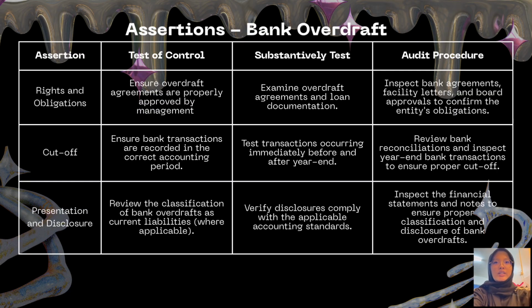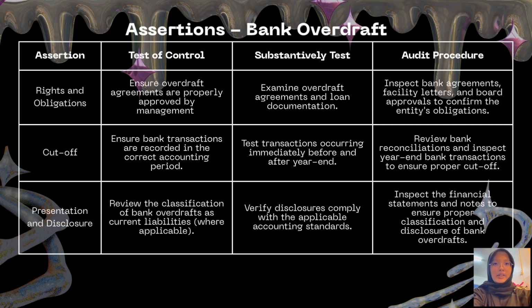The objective of this assertion is to ensure that the company has a legal obligation to repay the bank overdraft. The auditor wants to confirm that the overdraft belongs to the company and is not another company's liability. For the test of control, the auditor checks whether the overdraft agreement has been properly approved by the management before they are signed.